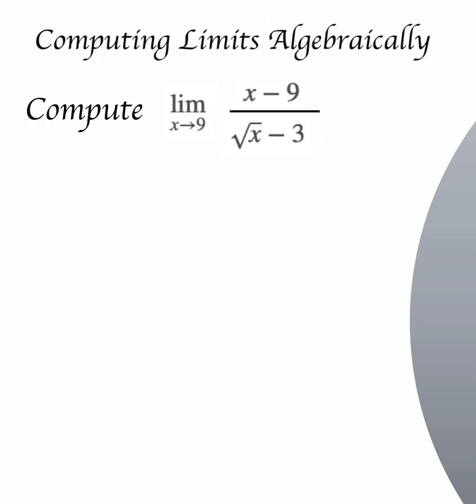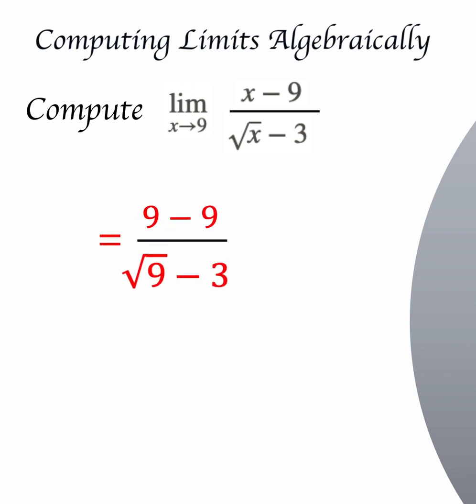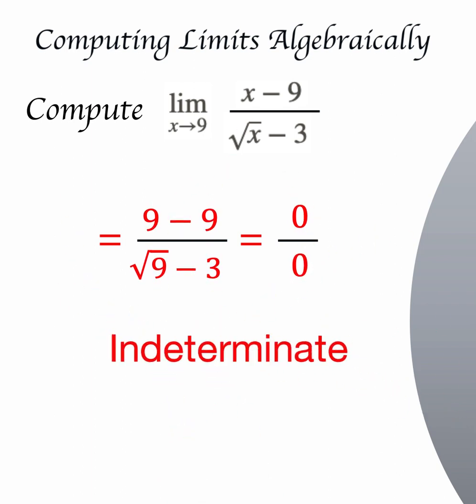Now, compute the limit as x approaches 9 of (x minus 9) over (radical x minus 3). What do we do here? We replace first. Let's replace x by 9, so you get (9 minus 9) over (radical 9 minus 3). How much do you get? You get 9 minus 9, which is 0, over radical 9, which is 3, 3 minus 3, which is 0, so you get 0 over 0, which is an indeterminate form.